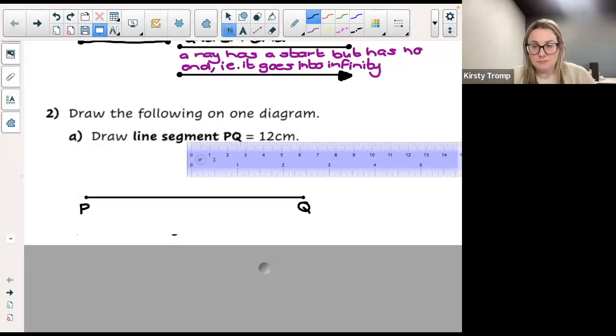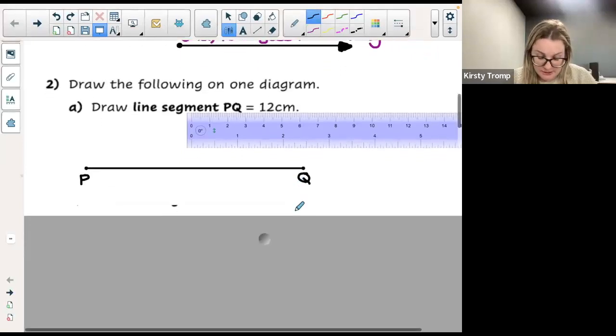Okay. For those people that have their cameras on, I can see that you are pretty much at the same point as me. I hope that we're all following along and that we're good. Okay, I am going to move on to the next point.